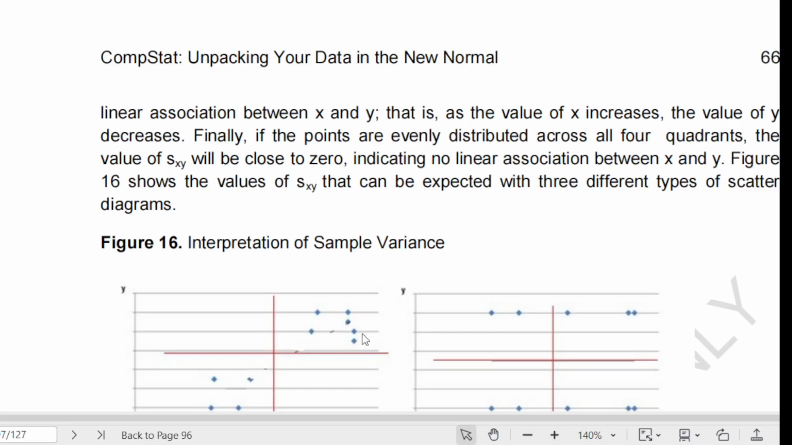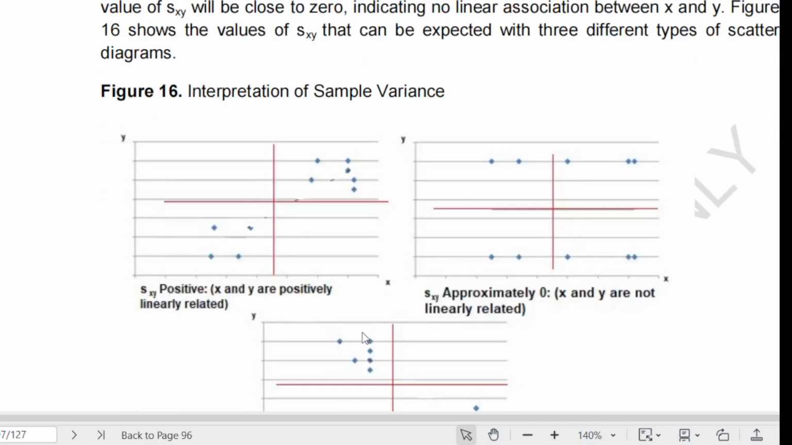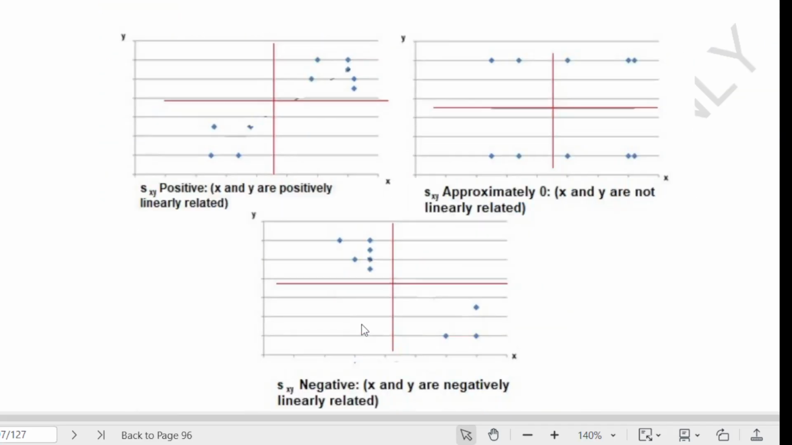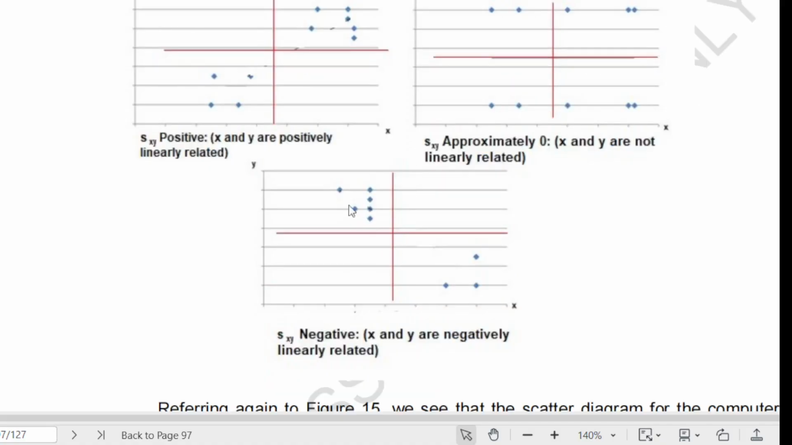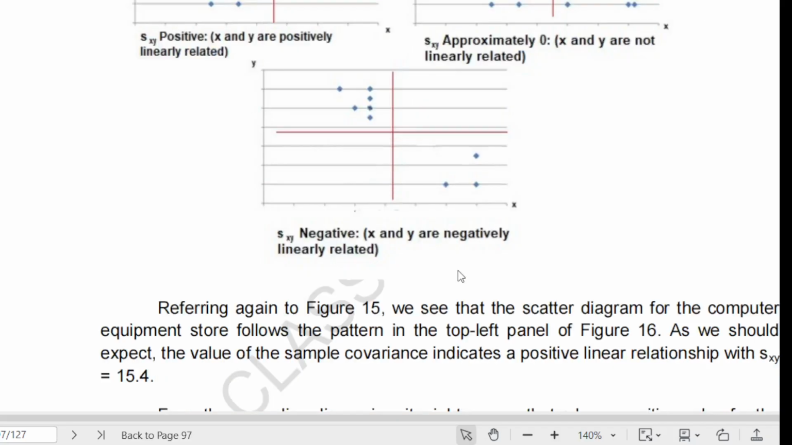Figure 16 shows the values of sxy that can be expected with three different types of scatter diagrams. So you have the three different types of scatter diagrams, guys. This one is positive, with points in quadrants 1 and 3. This is approximately 0, with values present in all the quadrants. And this is negative; x and y are negatively linearly related.